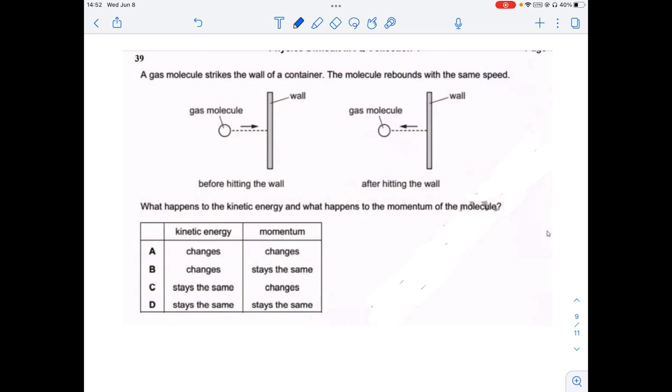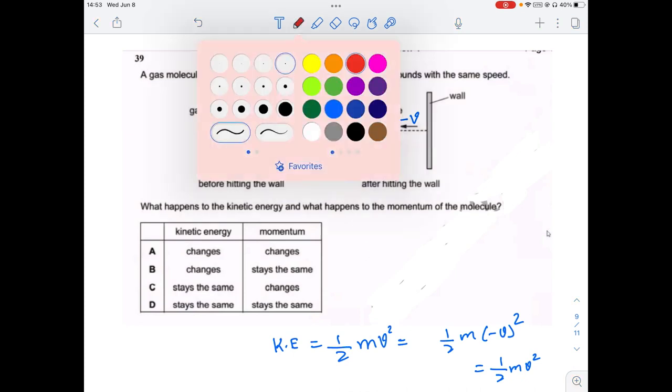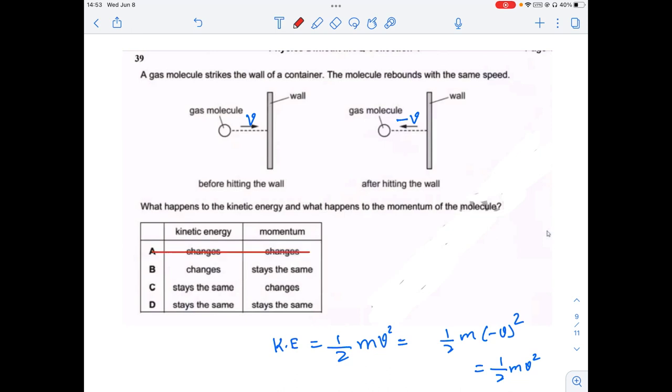Question number 39: a gas molecule strikes the wall of a container, and the molecule rebounds with the same speed. So if it is going with a velocity v, it is coming back with minus v, because velocity has a direction. If we take the positive direction as the right side, the negative direction is minus v. What happens to the kinetic energy? We know that the kinetic energy formula is half mv squared. In the final case it is also minus v squared, which is still half mv squared. So the kinetic energy is going to be the same. So options A and B are wrong.